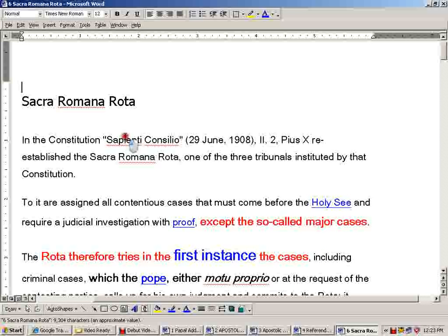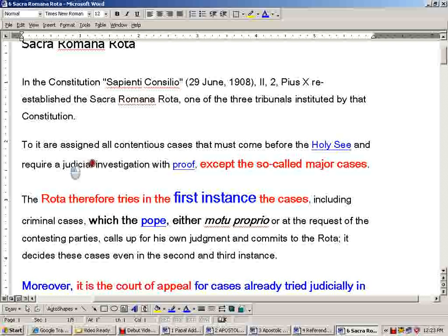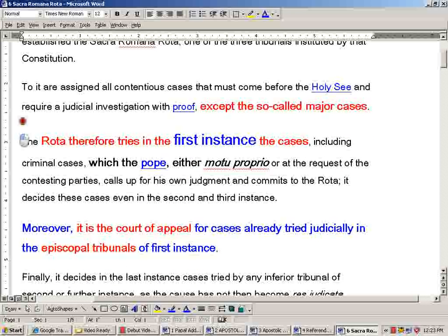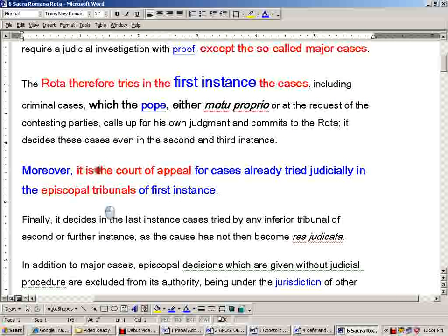Now they have another one called the Romana Rota. It's one of the three tribunals instituted by the Constitution. To it are assigned all contentious cases that must come before the Holy See and require a judicial investigation with proof, except the so-called major cases. And the major cases would be things like excommunication. And excommunication is through the Sacred Penitentiary. That's what a major case is. The Rota, therefore, tries in the first instance cases, including criminal cases, which the Pope either motu proprio or at request of the parties calls up for his own judgment and commits to the Rota. Moreover, it is a court of appeal for cases already tried judicially in episcopal tribunals of the first instance.